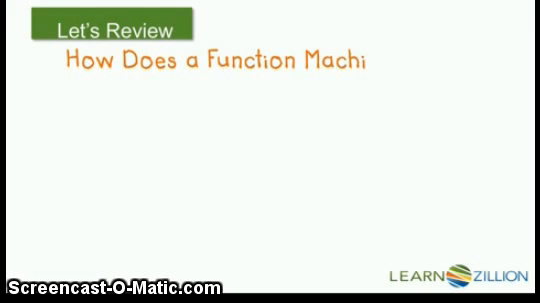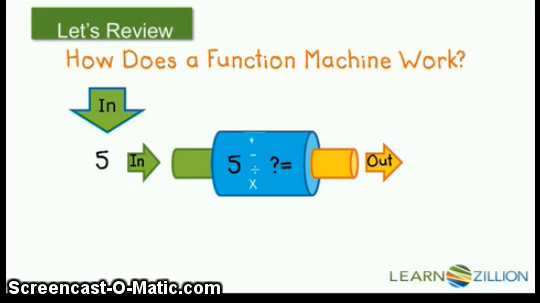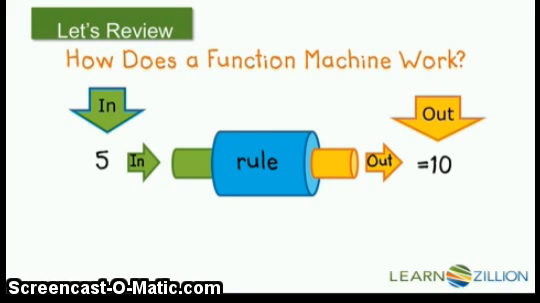Let's also review. How does a function machine work? This function machine might look different than the ones you've seen before, but they're pretty basic. They have a place where the number goes in, something happens, a rule in the center, and out comes the answer or the result. So in this case, 5 is going into my machine. It travels in the center of it, something happens. Addition, subtraction, multiplication, division. It could be one of those items or a combination of them, and out comes the 10. So 5 goes in and 10 comes out, and we want to figure out what rule is applied to it.